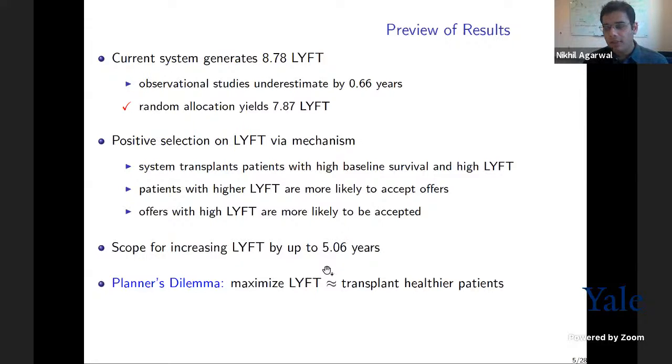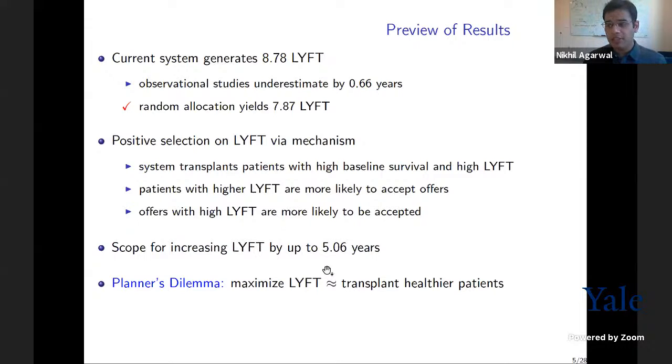Okay, we will find that there's positive selection into LYFT via the mechanism for several reasons. First of all, the system transplants patients that have high baseline survival and high LYFT. So patients who are expected to live longer are also the ones who are going to benefit most from the transplant. Now, this is a waiting list in which your priority goes up as time goes on, and so you're going to select people who have high survival just by waiting, and so they're going to end up having higher LYFT.